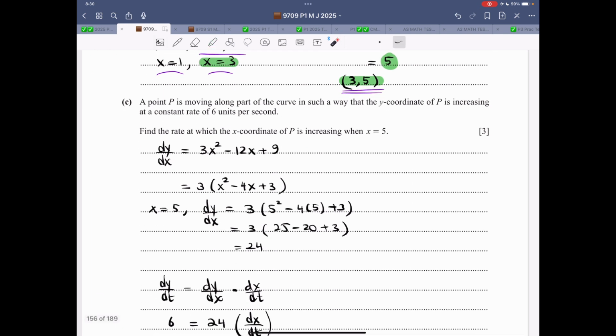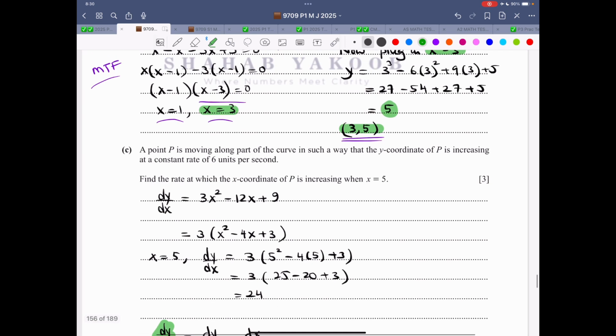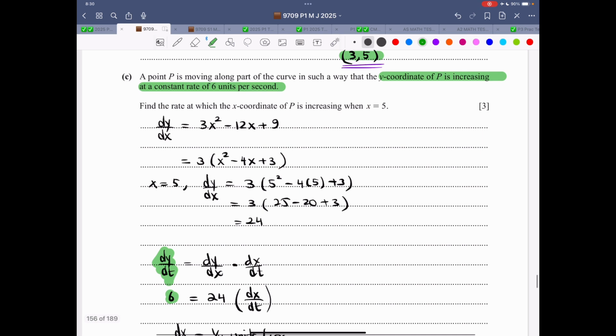Part C. A point P is moving along the curve in such a way that the y coordinate of P is increasing at a constant rate of 6 units per second. So therefore, dy by dt is this much. Let me just highlight it. dy by dt is 6. That's right over here. Y coordinate is increasing at a constant rate. Find the rate at which the x coordinate of P is increasing.